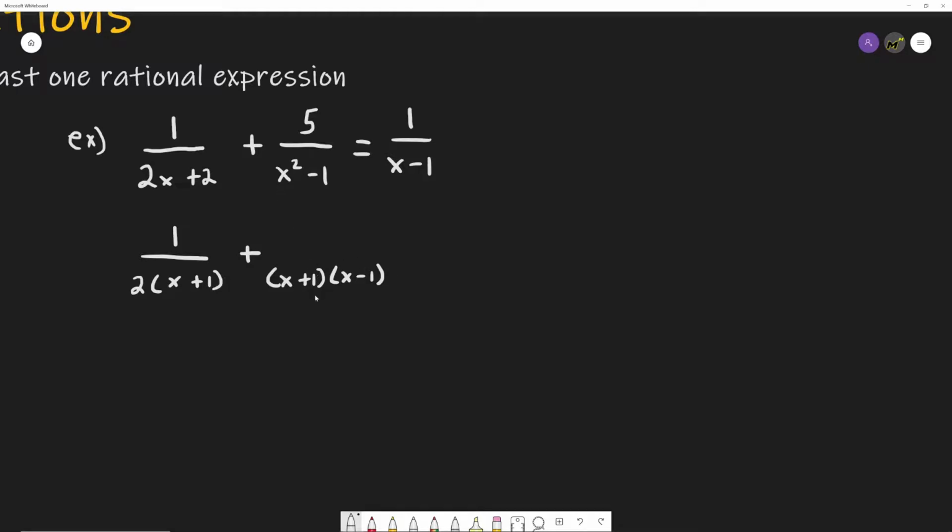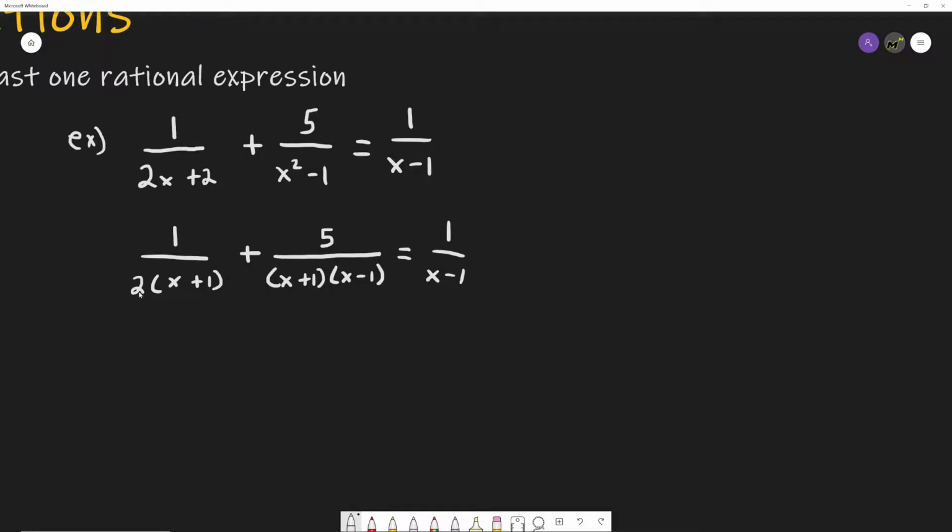Let's see, a negative x plus a positive x would cancel out, meaning you have no middle term, and then 1 times 1 would be a negative 1, so that's how that difference of squares works. Then you'd have the 5 on top, equals 1 over x minus 1. So we want these denominators to be common.